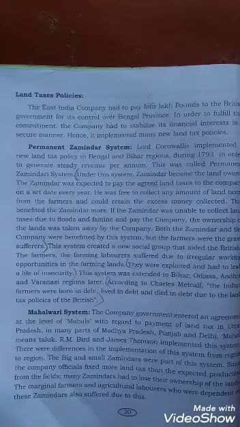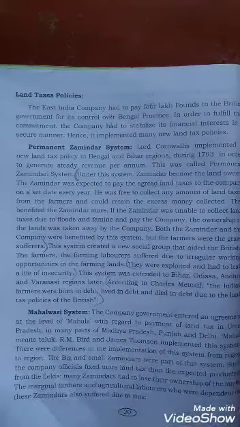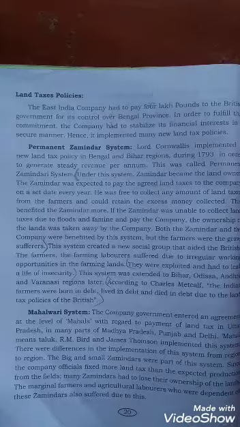See, the permanent zamindari system: Lord Cornwallis implemented this land tax policy in the Bengal and Bihar region only, during 1793. Under the system, the Zamindar became the landowner. The Zamindar was expected to pay the agreed land revenue to the British on a fixed date. He was free to collect any amount of land taxes from the farmers and could retain the excess money with him also.